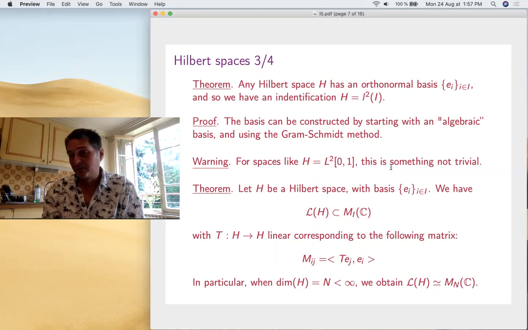Now, this point of view is very useful, because it tells us that if you look at linear maps between H and H, these are somehow infinite matrices, or maybe finite if H is finite dimensional. So to be more precise, let's take a basis, then L of H, the linear maps from H to H, embed into the infinite matrices indexed by I. I is the indexing set for the basis. And the formula is the usual one. I mean, the matrix coefficients are T_{i,j}, a scalar product.